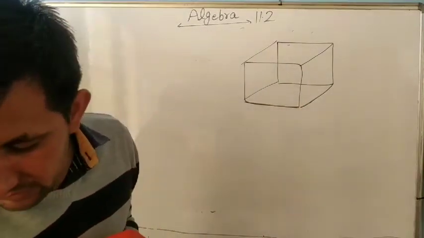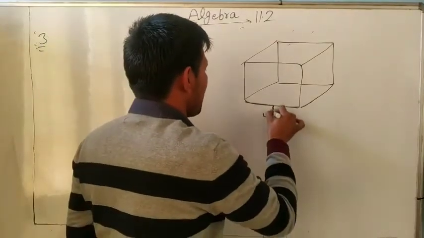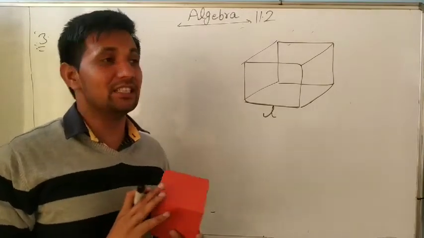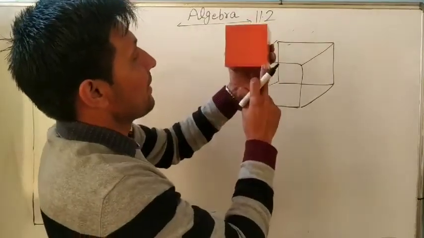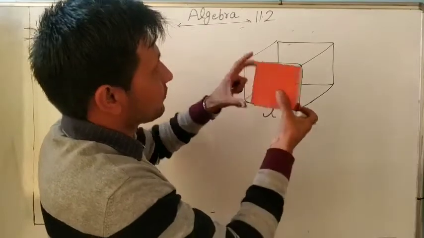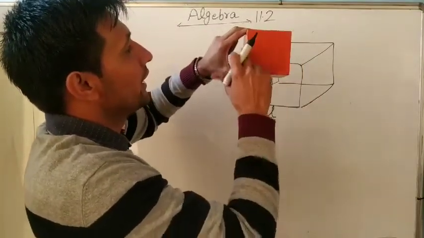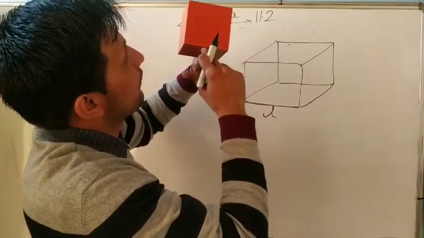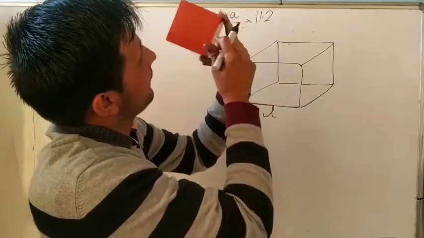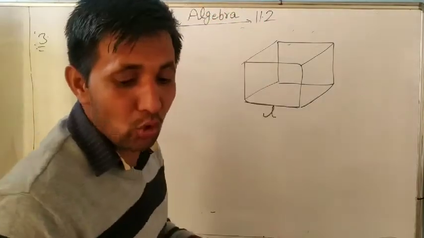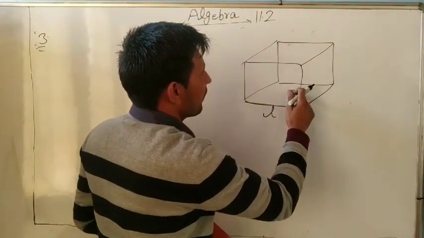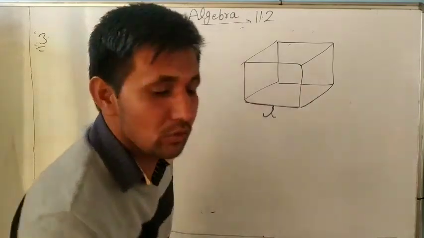The length of each edge of the cube is L. So we have to find the formula for the total length of the edges. So total length of edges: L plus L plus L plus L, and how many edges? 1, 2, 3, 4 edges. And in this face 5, 6, 7. Next 8, 9, 10. Understand? So total edges, these are edges. How many edges? 1, 2, 3, 4. Understand? So first count all edges.